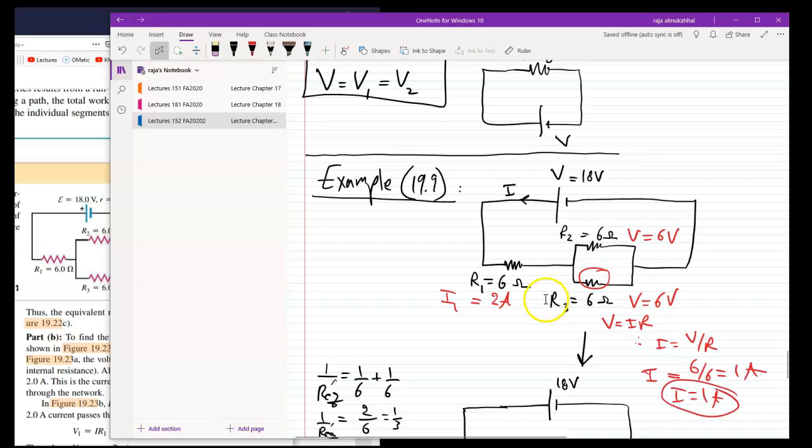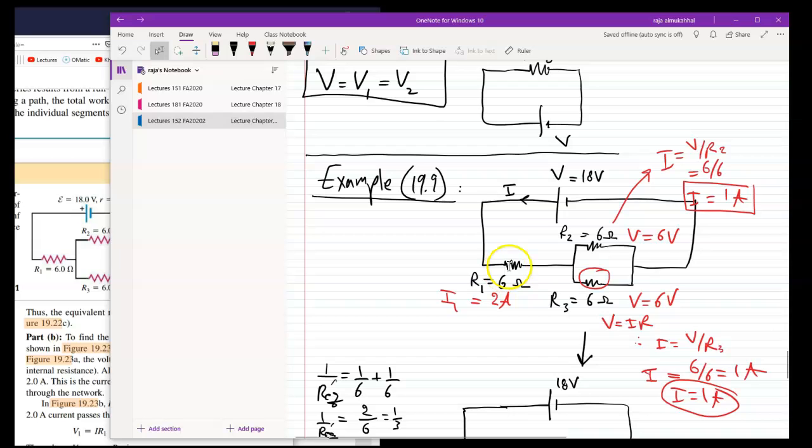Same thing. I am going to use the same logic for this one here. So I is equal to V over R, and that will be 6 over 6. Here is R2, right? And this one is R3. And that will be equal to 1 amp as well. You got that?